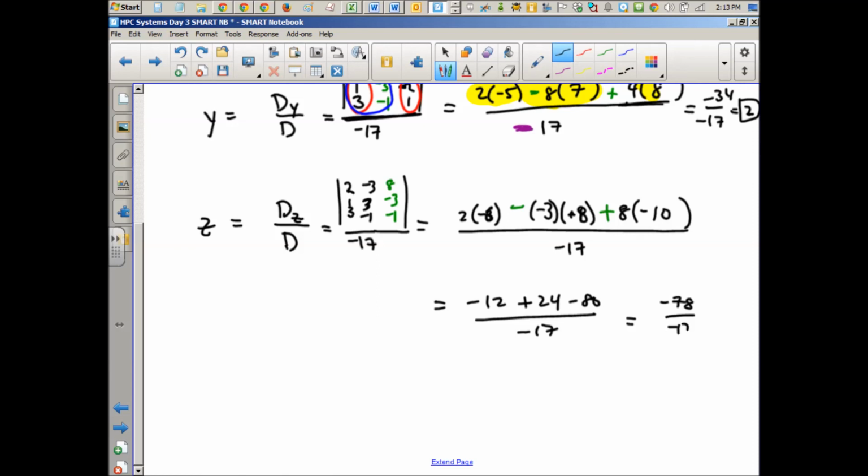And you're dividing by negative 17. So this comes out to exactly, hold on, that's not right, 68. Negative 68 on top. This comes out to exactly 4. So again, we see their answer is negative 1, 2, 4, using Cramer's rule as well.